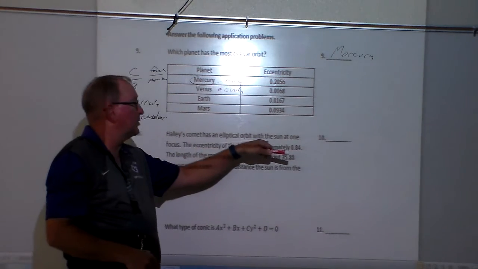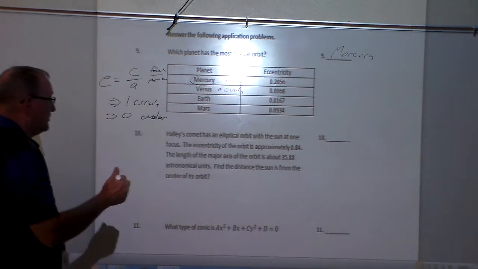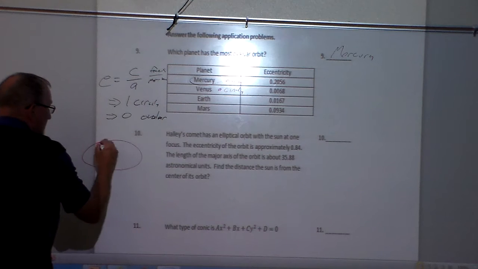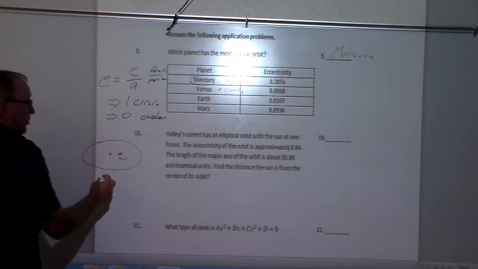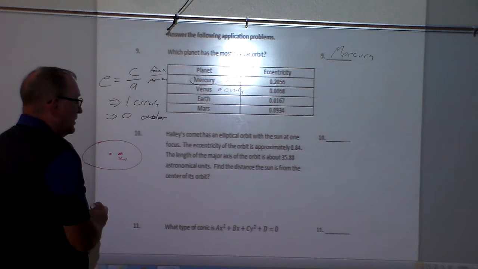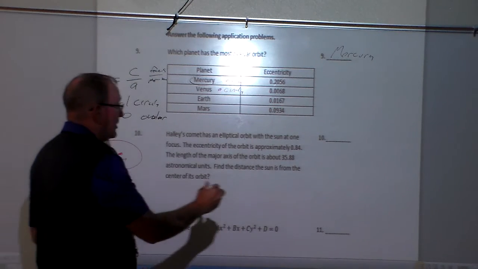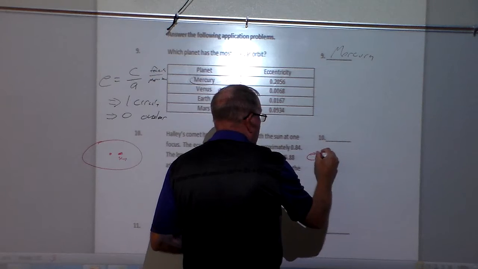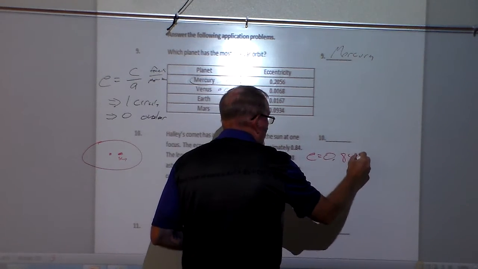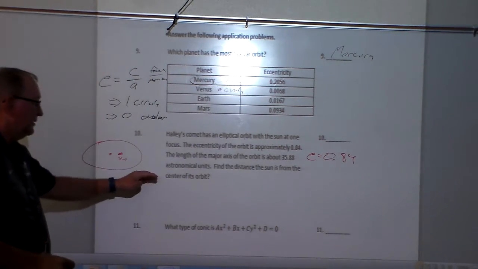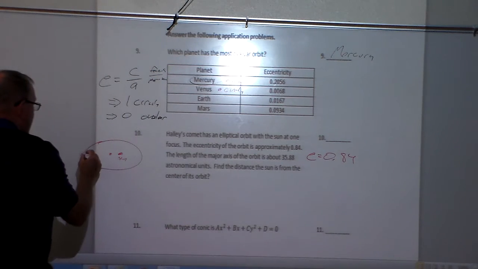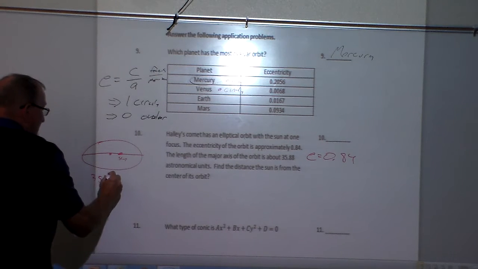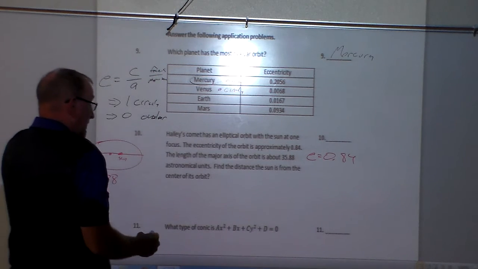Halley's Comet has an elliptical orbit with the sun at one of the foci. So first, let's kind of draw an elliptical orbit. Here's the center. Here's the sun at one of the focus points. All right? And e is approximately 0.84. All right? The length of the major axis is 35.88 AU. The major axis, that whole distance there, is 35.88 astronomical units.